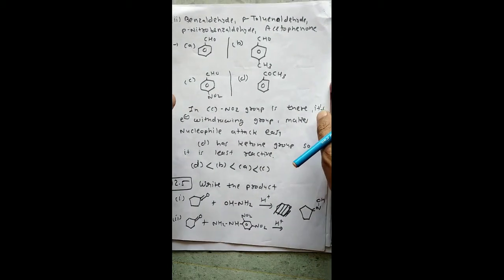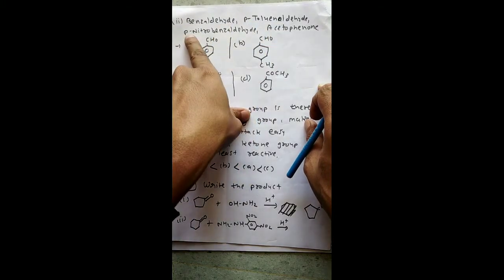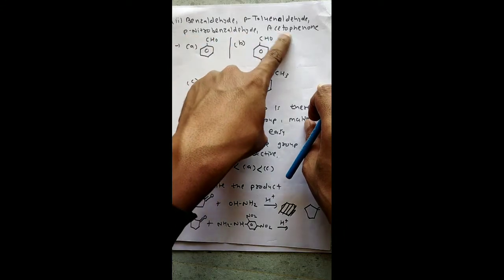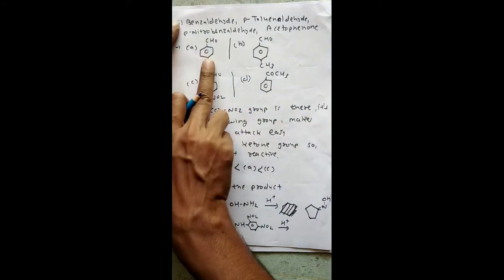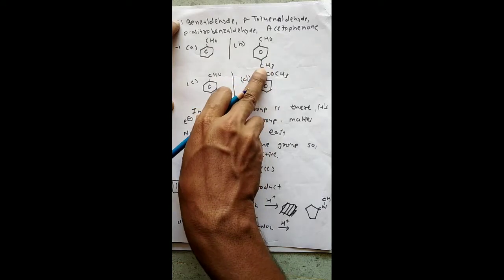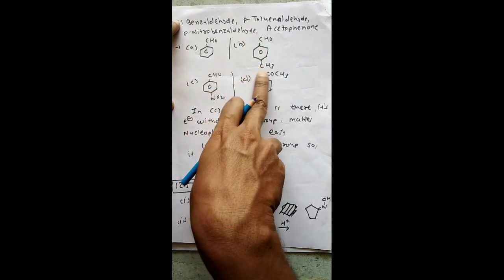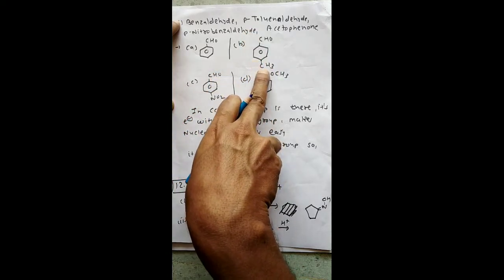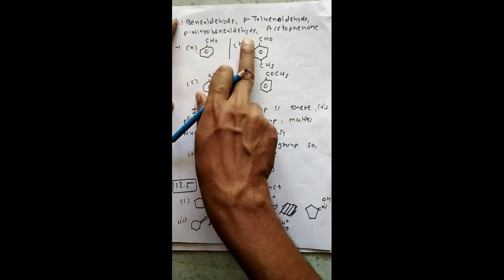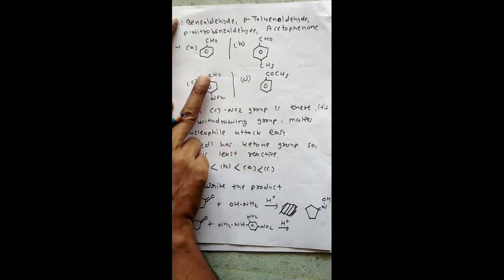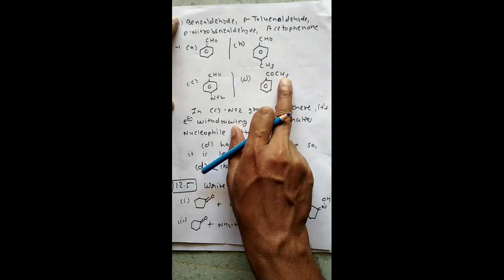Now the second set of molecules is given to you. It is benzaldehyde, para-tolualdehyde, para-nitrobenzaldehyde, acetophenone. First draw the structures. The first one is benzaldehyde. You can see A structure, that is our benzaldehyde. B structure, that is para-tolualdehyde. This one is our benzaldehyde, on the para position we have CH3, so it is para-tolualdehyde. C structure, that is para-nitrobenzaldehyde. You can see this one is our benzaldehyde, on the para position we have a nitro group. The last one is acetophenone. On the benzene there is COCH3.